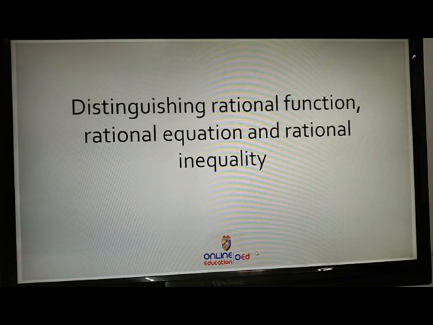Okay, distinguishing rational function, rational equation, and rational inequality.